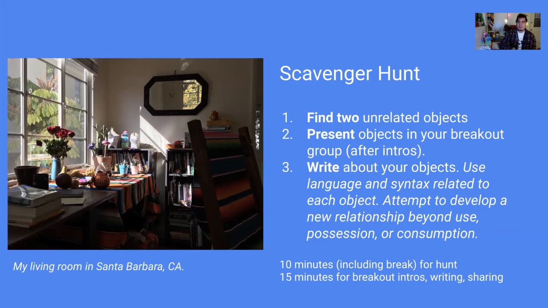And for this third exercise, it's going to involve you getting up a little bit, getting lost in your own house. What I would like you to do is find two objects that are not related to one another, and then put them in conversation in a poem. After you find each object, I would like you to think about the syntax and language and associations with that object. And then develop a new bond or relationship beyond use, possession, or consumption to that object.